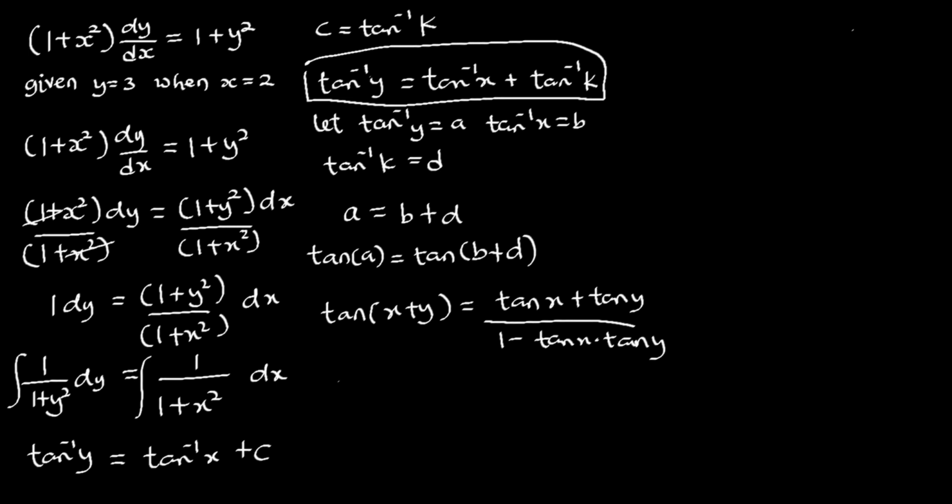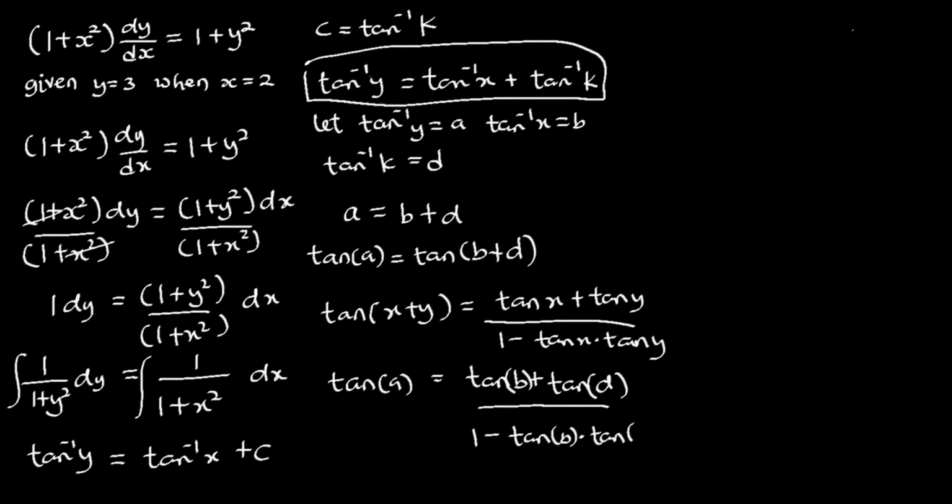So from here, you are going to have tan a to be equal to tan b plus tan d. Let me put this in brackets. Tan b plus tan d divided by 1 minus tan b multiplying tan d. This is what you are going to have.